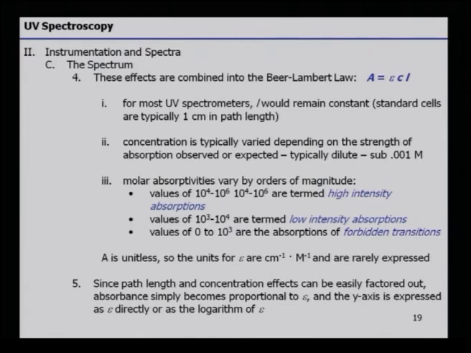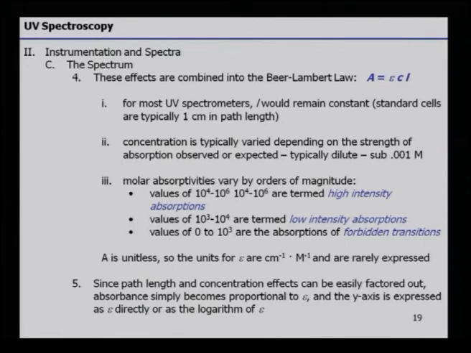Molar absorptivity varies by orders of magnitude. Values of 10 to the power 4 to 10 to the power 6 are termed high intensity absorption. Values of 10 to the power 3 to 10 to the power 4 are termed low intensity absorption, and any values between 0 and 10 to the power 3 are absorptions of forbidden transitions.